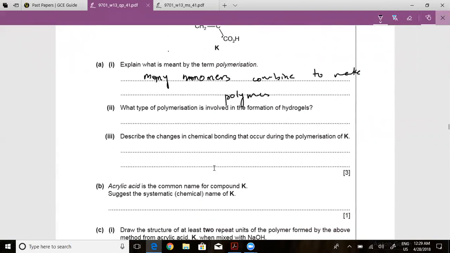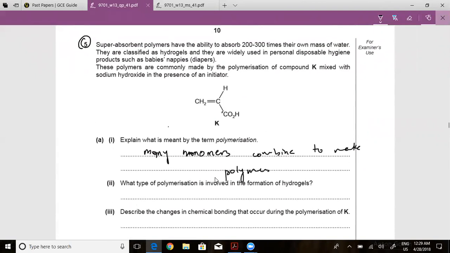What type of polymerization is involved in hydrogels? Okay, let's see what a hydrogel is. Super absorbent polymers have 200 to 300 and so on. Compound K is mixed with sodium hydroxide in the presence of an initiator. So what happens is it forms from here, and here the COO minus gets attached, okay? Because this is an acid and this is a base. What's the base? Sodium hydroxide.